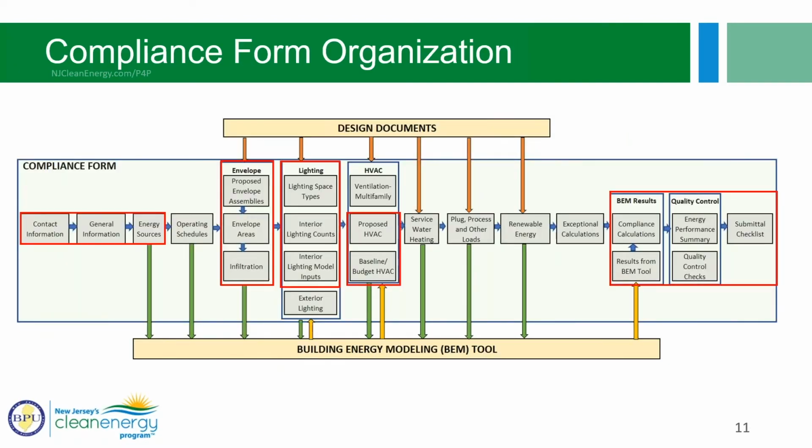Okay. So this is a high-level overview of the compliance form organization. Each box here represents a tab in the compliance form. The sections or tabs that you see outlined on this slide will be covered in today's training. So we're going to cover some general tabs, envelope, lighting, HVAC, and then we're going to cover the compliance calculations and quality control tabs.